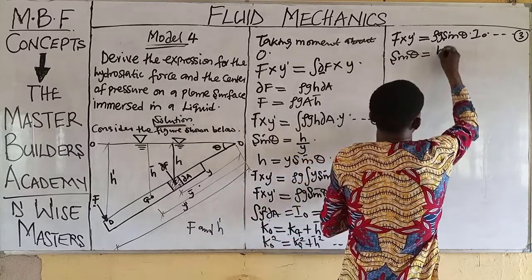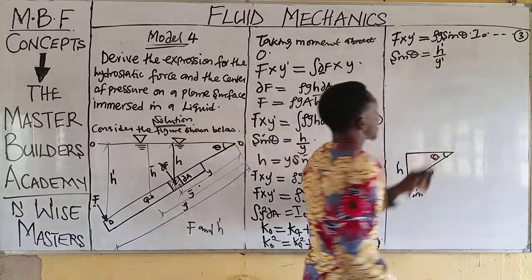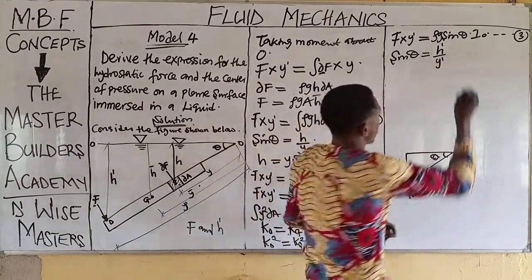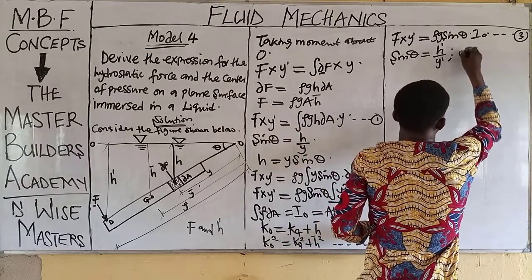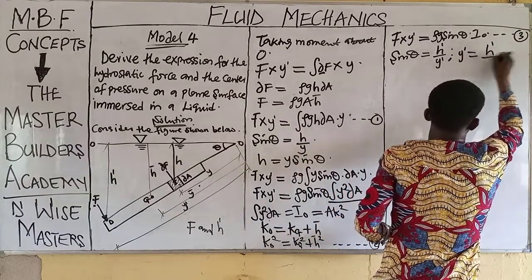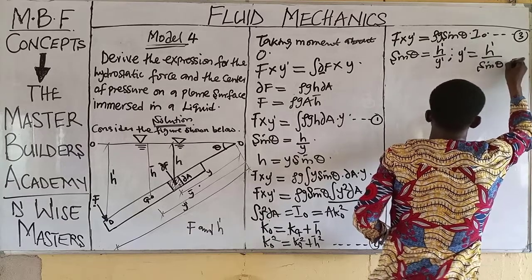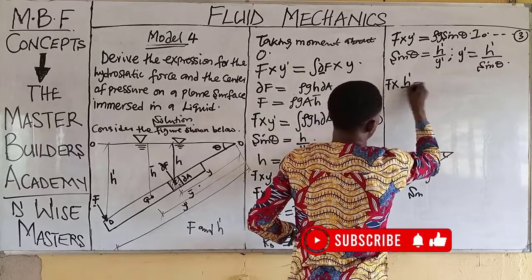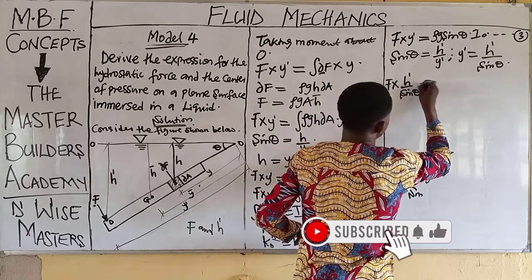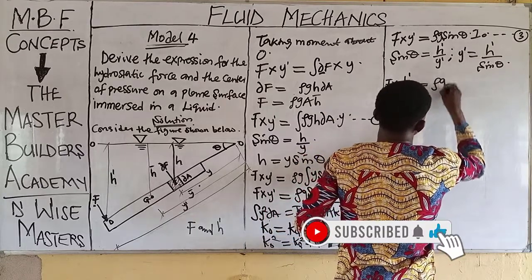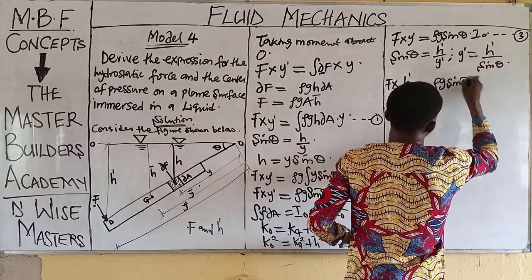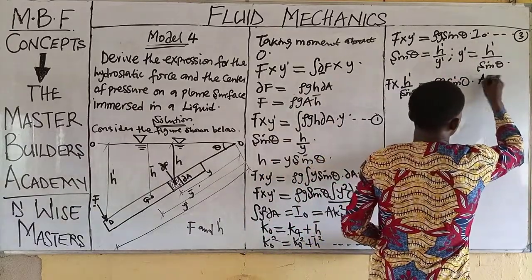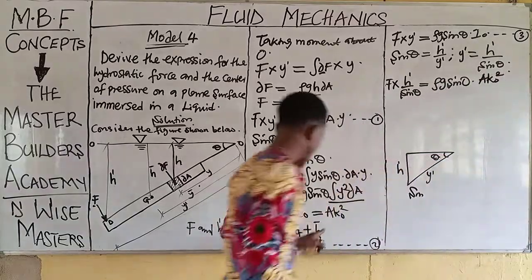So sine theta here would have given us H prime over Y prime. And now we are looking for this. So we want to make Y prime the subject of formula. When we make Y prime the subject of formula, we have Y prime is equal to H prime all over sine theta. Then in place of this, we have F multiplied by H prime over sine theta is equal to rho g sine theta multiplied by. Now we want to quickly replace this with k naught squared as defined here already.